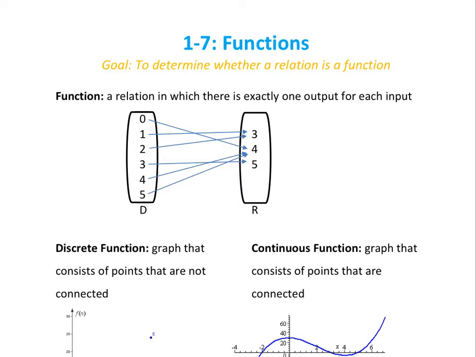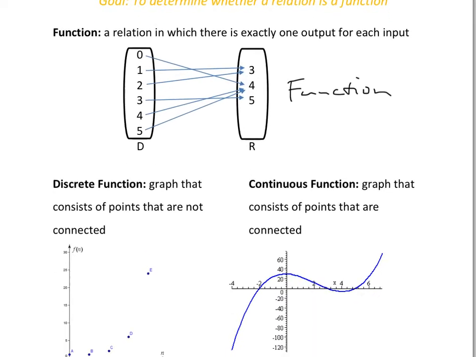For the range, or the outputs, the y's over here, they can have as many different arrows pointing to them. It doesn't matter at all. So these can double up. It doesn't matter that 1 and 2 are both going to 3, or that 0, 4, and 5 are all going to 4. That doesn't bother it. This is still a function. So this is an example of a function, that mapping right there, which we could also represent as ordered pairs, or a graph, or a table, just like we learned in 1.6.